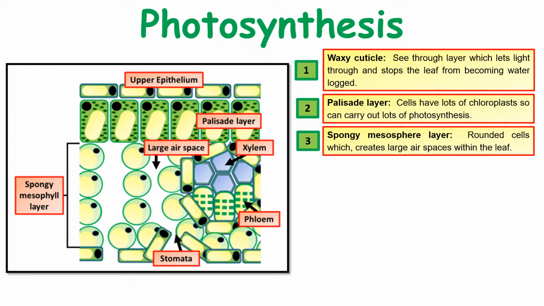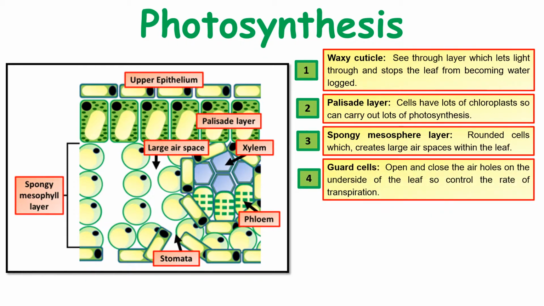Below this, we have the spongy mesophyll layer. The spongy mesophyll layer is made out of mesophyll cells, which are rounded and help create large air spaces within the leaf. At the bottom of the large air spaces are guard cells, which allow the stomata to open and close so the leaf can control the process of transpiration.